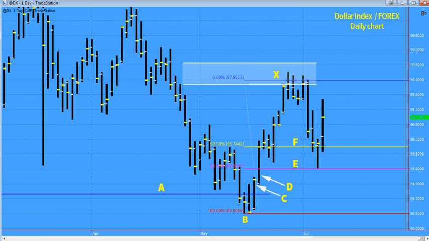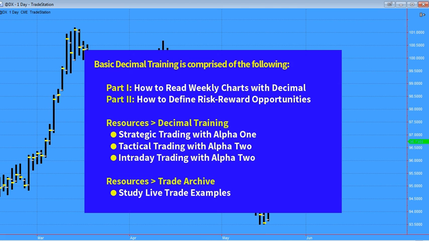Whether you use the decimal edge or not, I can't emphasize enough that this type of process detailed here, where your trade is anchored in risk-reward analysis, is indeed, as Paul Tudor Jones suggests, the genesis of all profitable trading. This concludes part 2 of your introduction to decimal, which is composed of 2 parts. Part 1, how to read weekly charts with decimal, and part 2, how to define risk-reward opportunities.